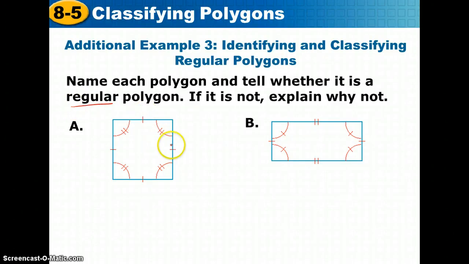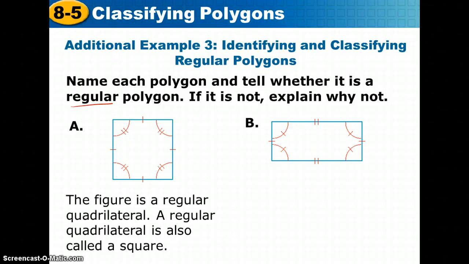Remember, our slash marks indicate something about polygons. 1 line, 1 line, 1 line, 1 line means those are all equal. 2 slashes for my angle on every single one means they are equal. So this is a regular quadrilateral, and it is called, of course, a square.